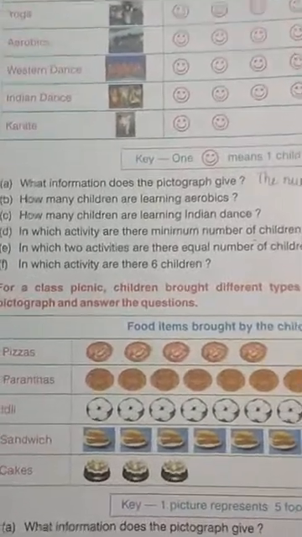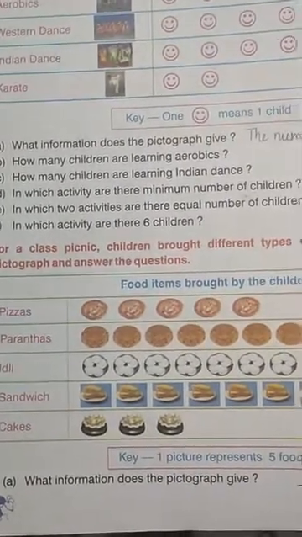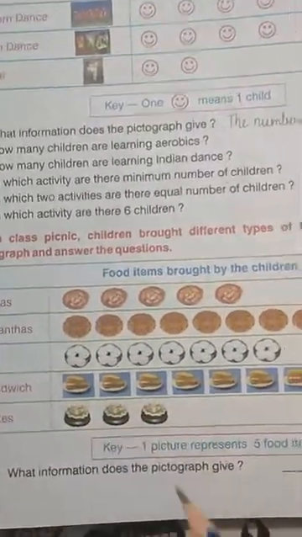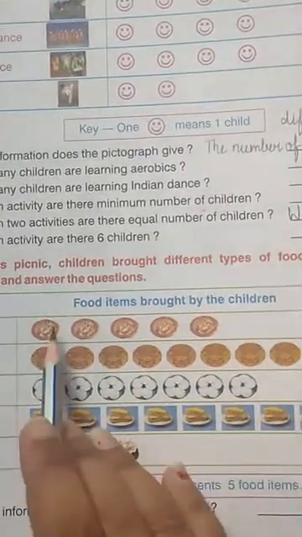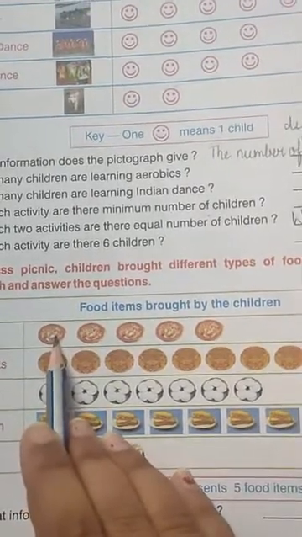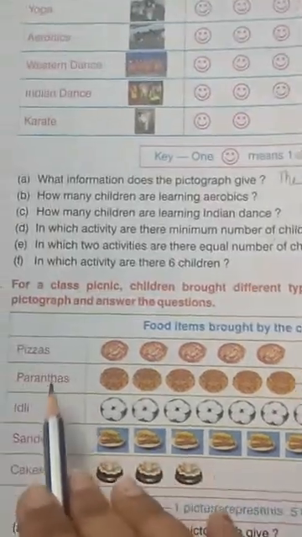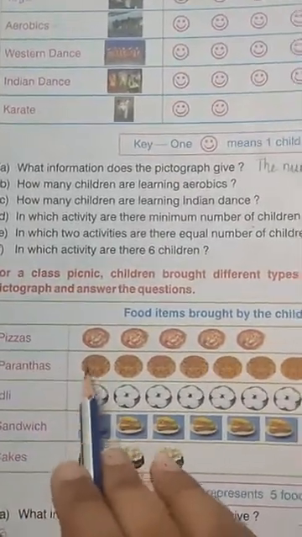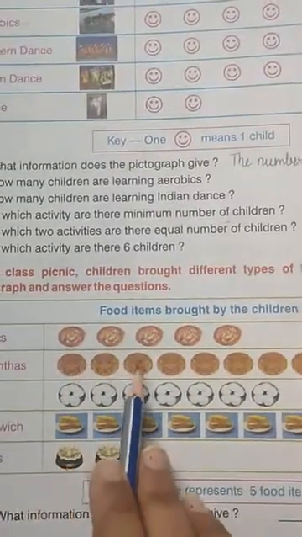Question number 2. What is question number 2? For a class picnic, children brought different types of food items. See the pictograph and answer the questions. Pizza. Here one picture represents 5 food items. It means this one picture represents 5 pizzas. This again represents 5 pizzas. There are parathas. This one picture represents 5 parathas, 5 parathas, 5 parathas.